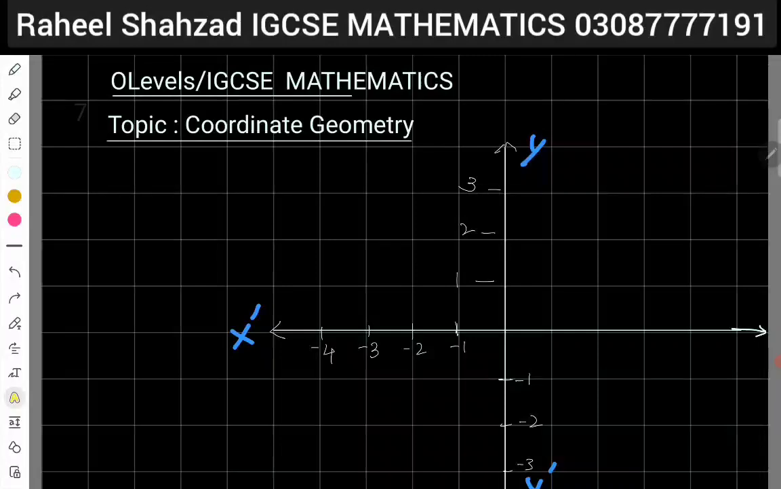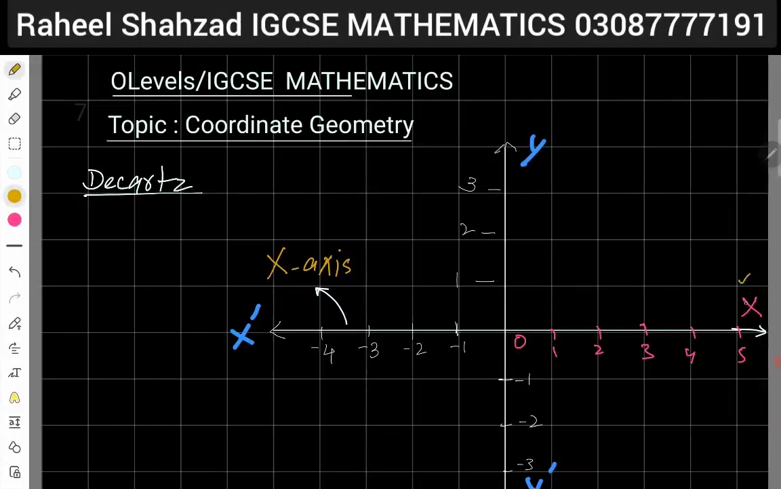Okay, we're going to start the IGCSE and O levels mathematics topic, coordinate geometry. There was a mathematician named Descartes who gave the idea of coordinate axes, the x-axis and y-axis. He took two number lines and put them perpendicular to each other. One was horizontal and one was vertical. The horizontal one he named the x-axis, or horizontal axis.